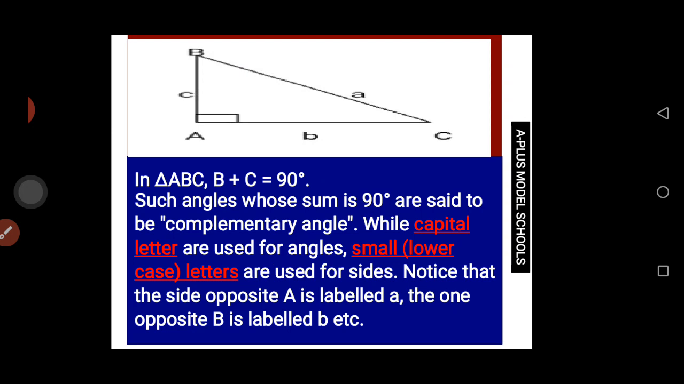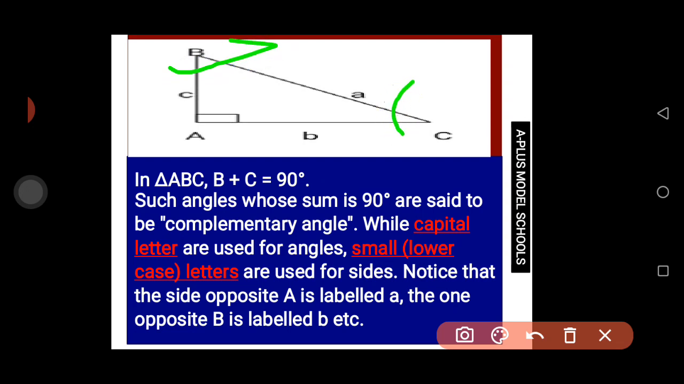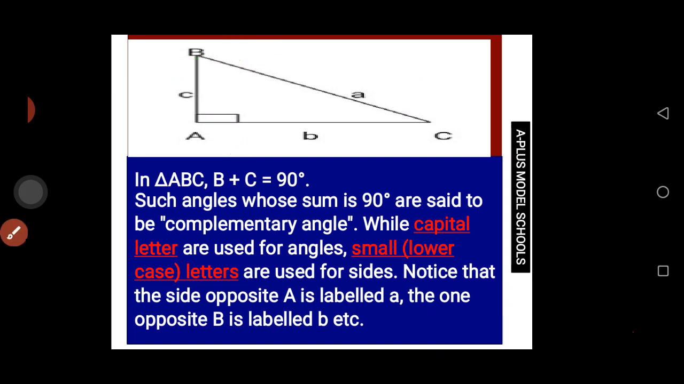Now let's continue. Looking at this right-angle triangle ABC, in triangle ABC, B plus C is equal to 90 degrees. That is, when you add this angle together with this angle, you can see that is the two opposite angles. Since angle A is already 90, when you add angle B and C together, that will give you a sum of 90 degrees. So this type of angle is said to be a complementary angle. That is, the sum of two angles added to give you 90 degrees. Any angles that you add together to give you 90 degrees are said to be complementary angles.